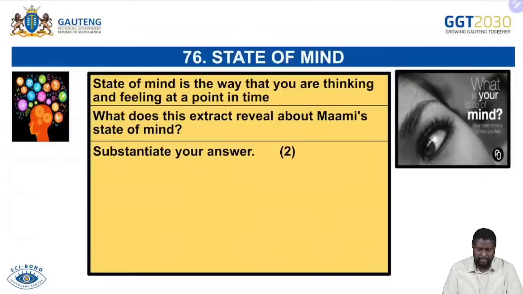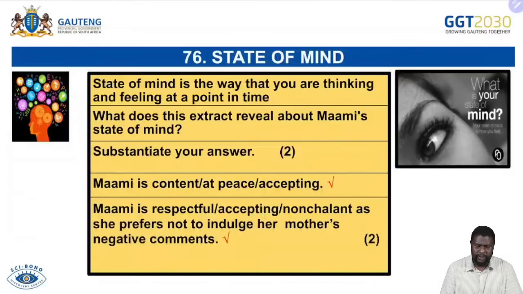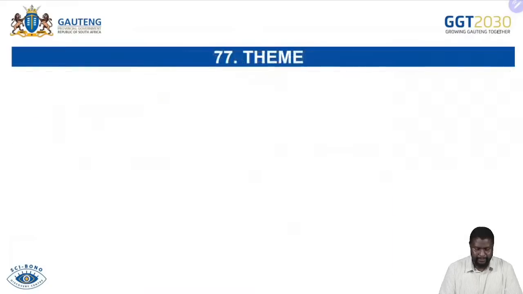Substantiate your answer. Mommy is content. She's at peace. She's accepting. Why is she content? She's respectful or accepting or nonchalant, as she prefers not to indulge in her mother's negative comments. She's not entertaining the story about thin legs and them not being good for anything.